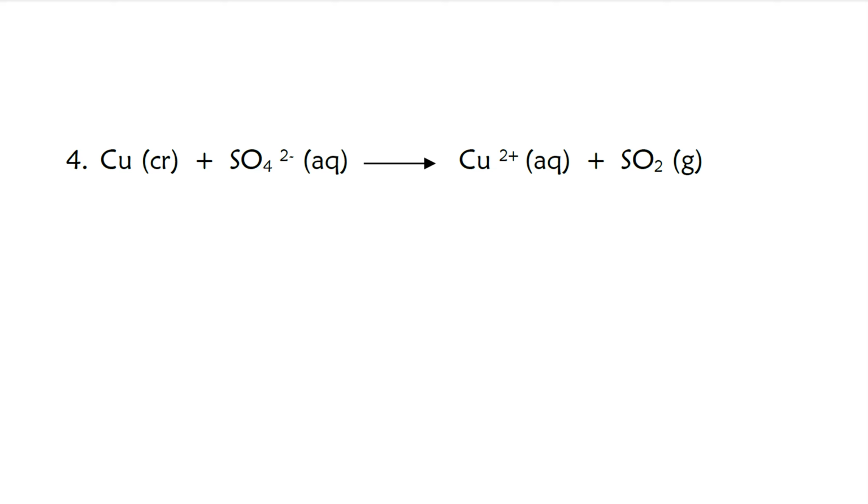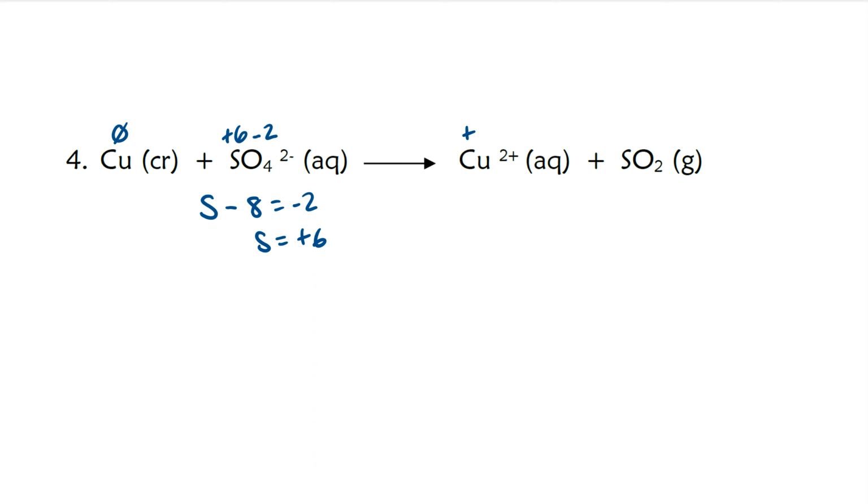Copper here by himself, solo, he's going to be the same as the charge, so it's 0. I know that oxygen is -2. Sulfur, I have to calculate. Sulfur plus the 4 oxygens has to give me a total of -2. So it's sulfur minus 8 is equal to -2. This sulfur has to be a +6.